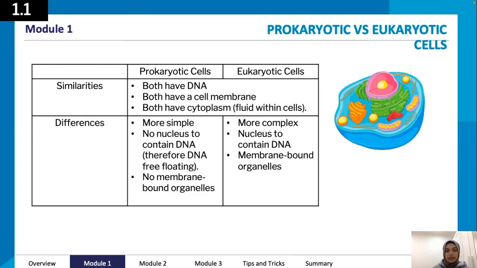So those are the key differences between them, whereas the similarities are again DNA, they both have a cytoplasm, and they both have cell membranes. So that is how you can differentiate between them.